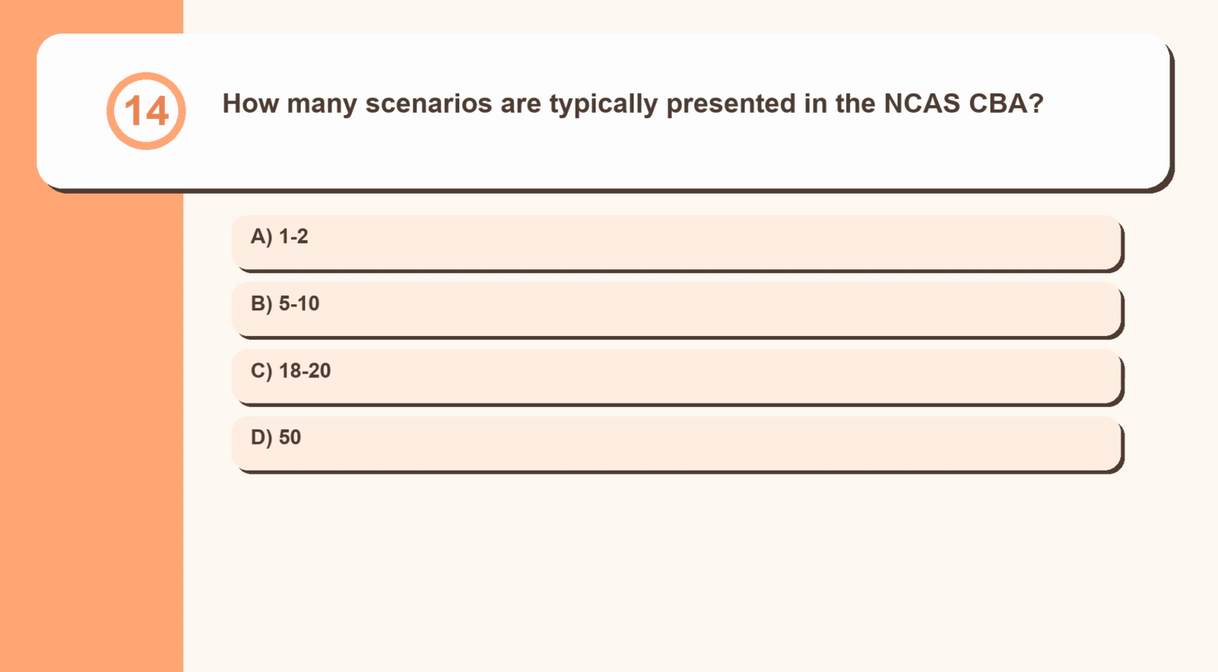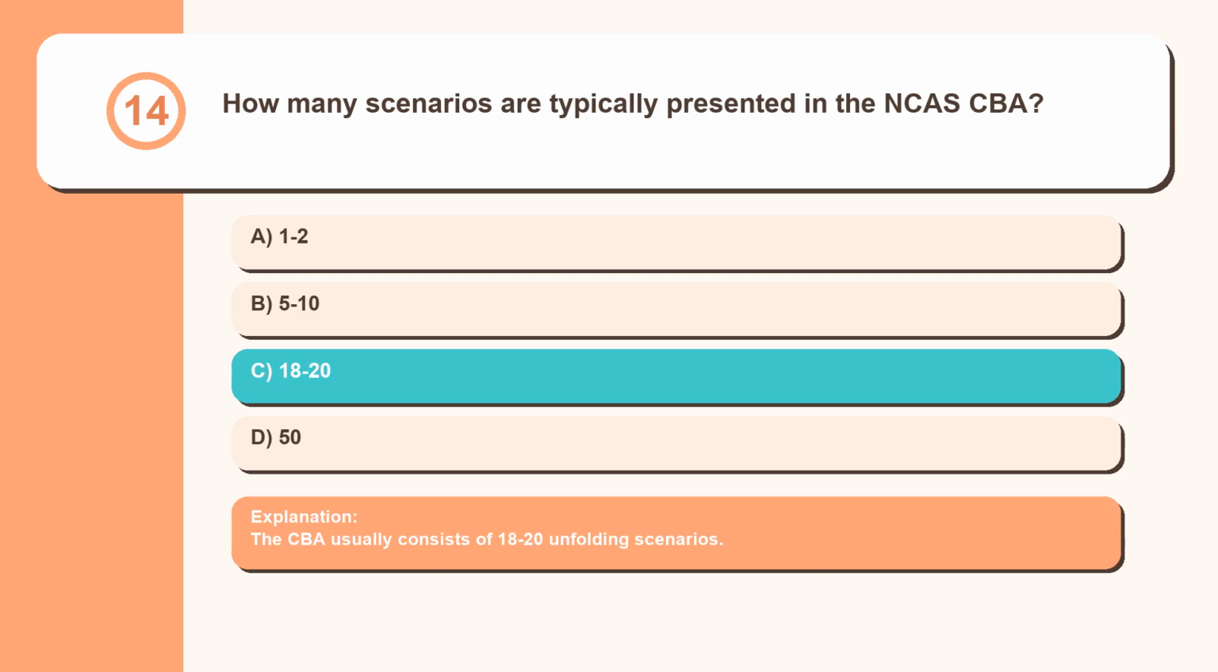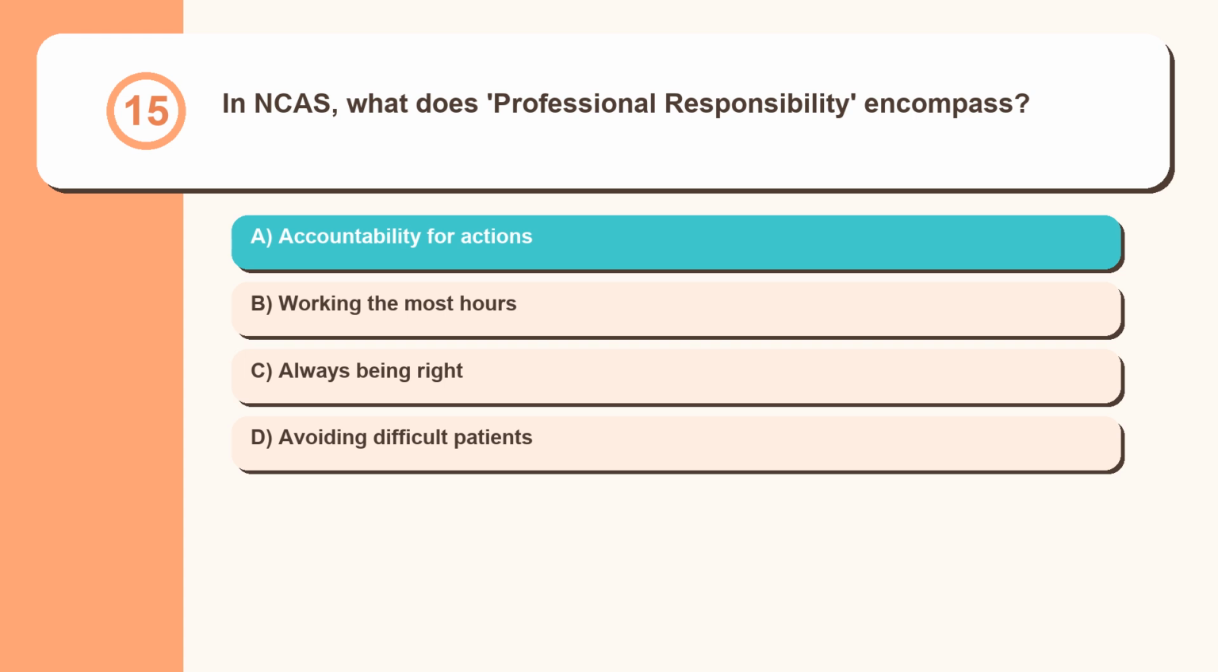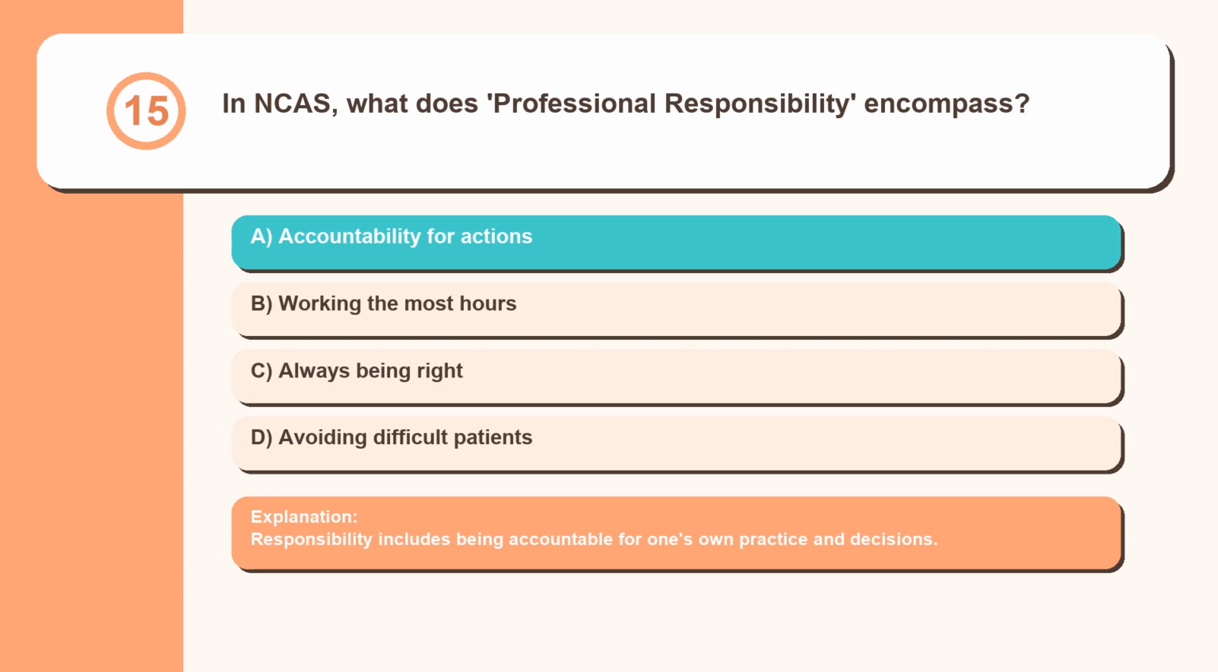Question 14. How many scenarios are typically presented in the NCAS CBA? 1 to 2, 5 to 10, 18 to 20, 50. The CBA usually consists of 18 to 20 unfolding scenarios. Question 15. In NCAS, what does professional responsibility encompass? Accountability for actions, working the most hours, always being right, avoiding difficult patients. Responsibility includes being accountable for one's own practice and decisions.